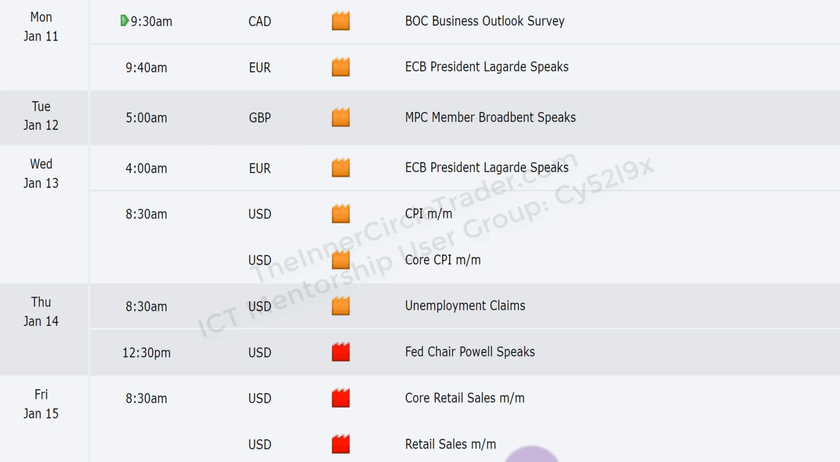And then 8:30 a.m., dollar has CPI. And on Thursday, we have unemployment claims, medium impact for the dollar at 8:30 a.m. And at 12:30 p.m., high impact Fed Chair Powell will speak. And then Friday at 8:30 a.m., high impact dollar core retail sales. All right, with that, let's get into our lesson and commentary.